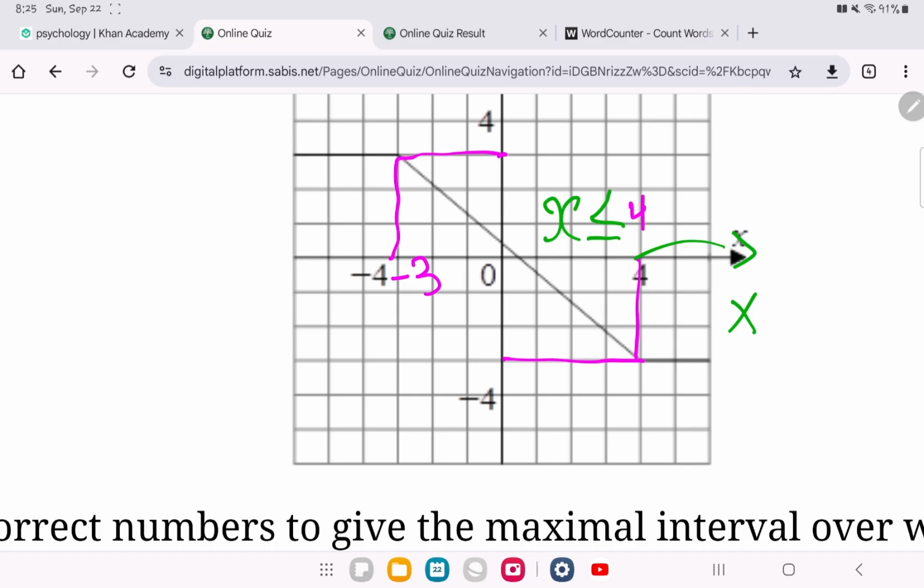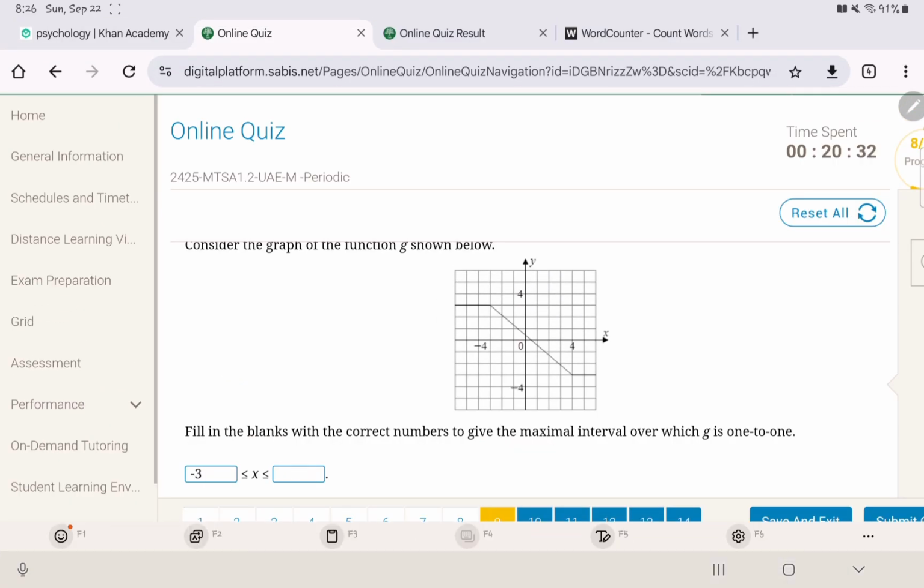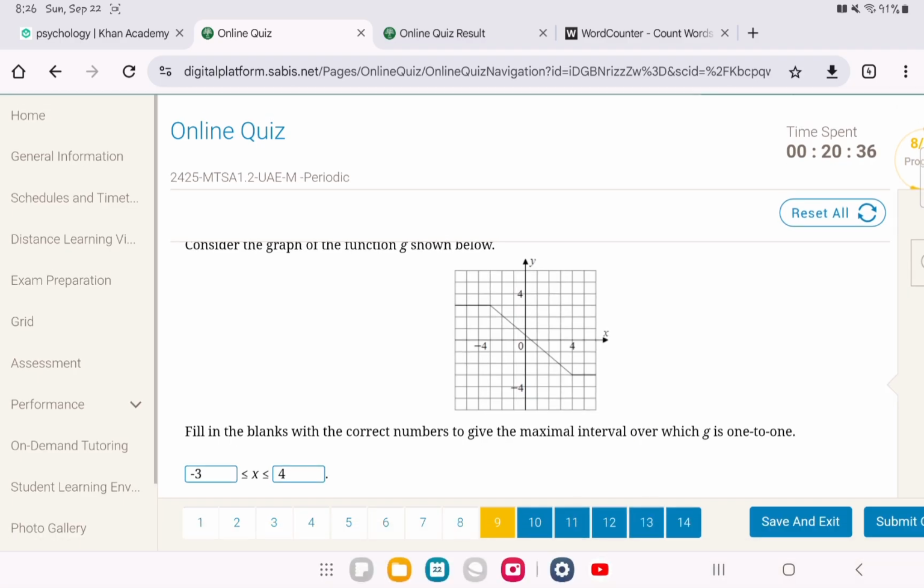Then, if you look here, then we have minus 3. If we choose any number smaller than minus 3, will it become a 1 to 1 function? No. So that means x has to be greater than or equal to minus 3. So our final answer will look something like this. So minus 3 is smaller than or equal to x, and x is smaller than or equal to 4.